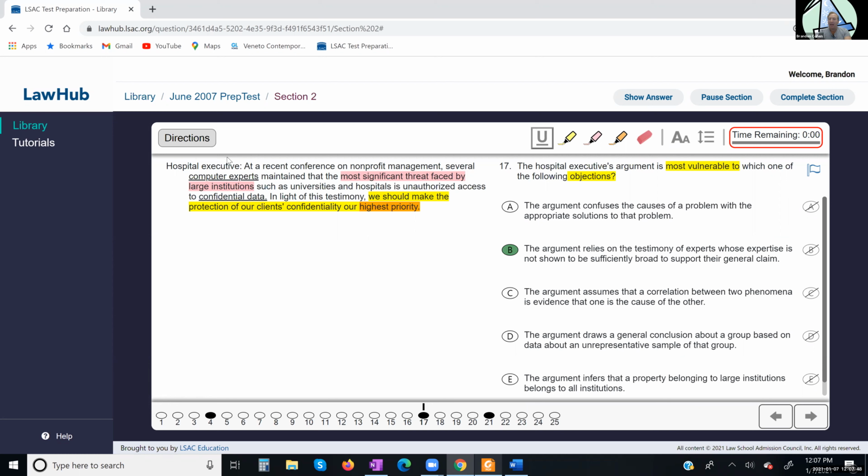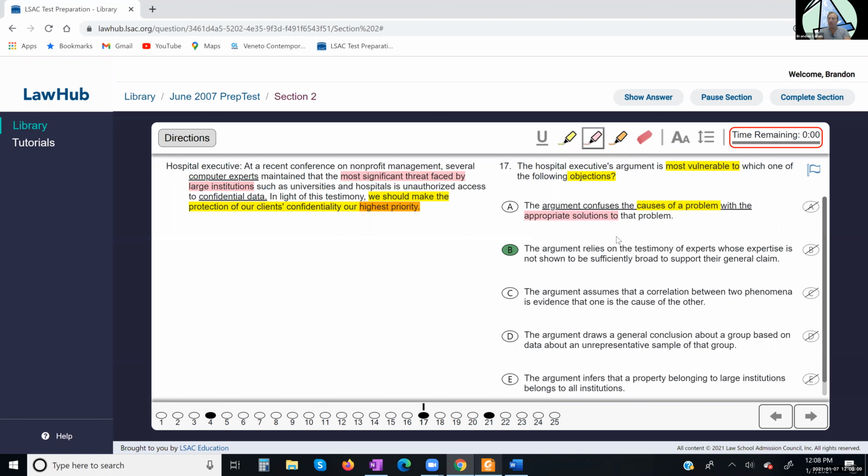Now, if we're looking at what the incorrect answers say, the argument confuses the cause of the problem with the appropriate solution. So the argument confuses blank with blank. So the argument confuses, I'm going to highlight here, causes of a problem with, which is describing a jump, appropriate solutions.